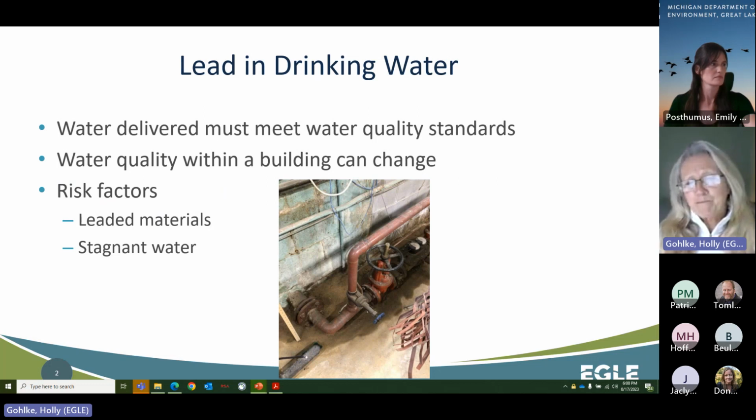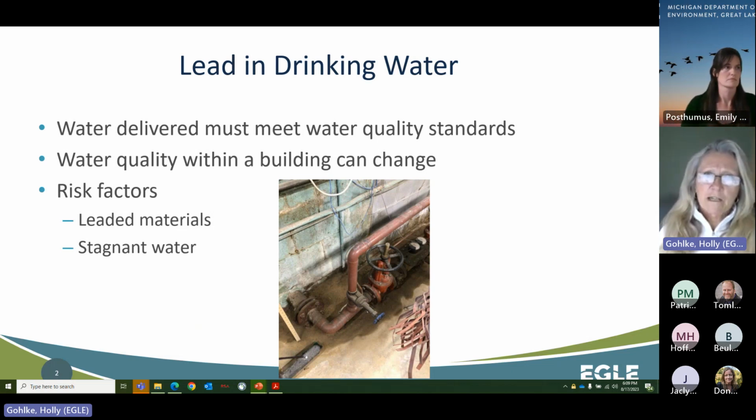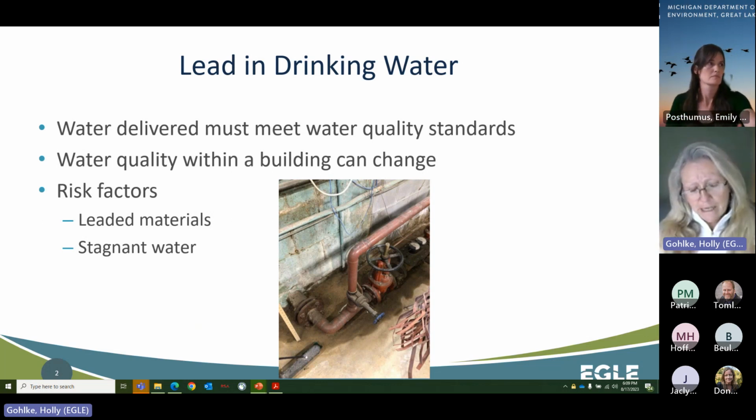And like I said, correct me if I'm wrong, but I think that most of you on the call understand a lot about lead in drinking water at this point. And I just wanted to remind everyone that, first of all, water that is delivered to a school or a child care facility must meet water quality standards. The source has to meet all these standards, because a school and a childcare is a public facility, so they're getting public water, and the water that's delivered right to the building has to meet the water quality standards.